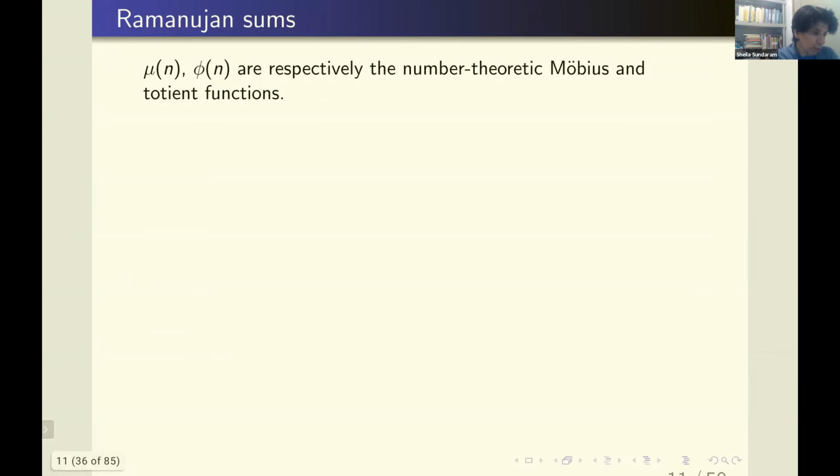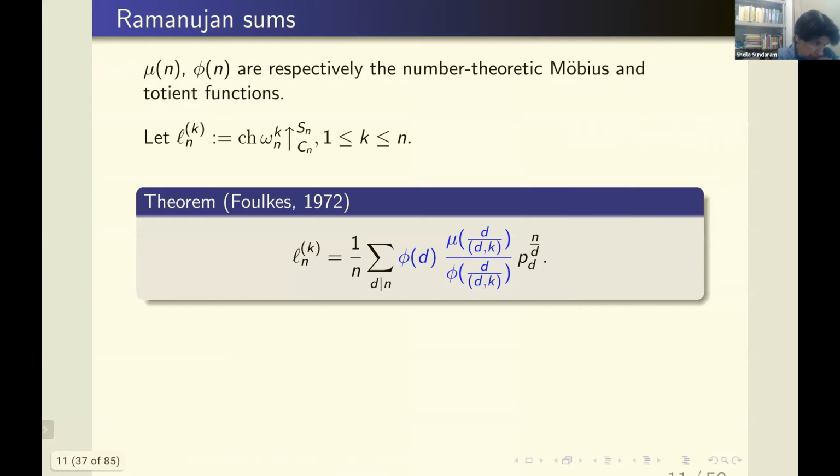So mu of n and phi of n are the number theoretic Möbius and totient functions, right? So phi of n is the number of integers less than n and relatively prime to n, and mu of n is the Möbius function in the divisor lattice. I'm going to let Ln superscript k denote the Frobenius characteristic of this representation, so it's the kth power of the primitive root induced up from the cyclic group.